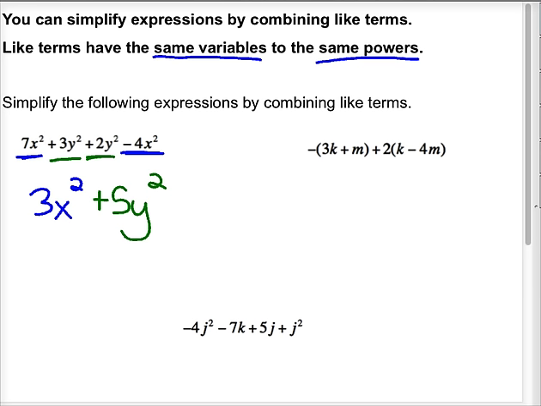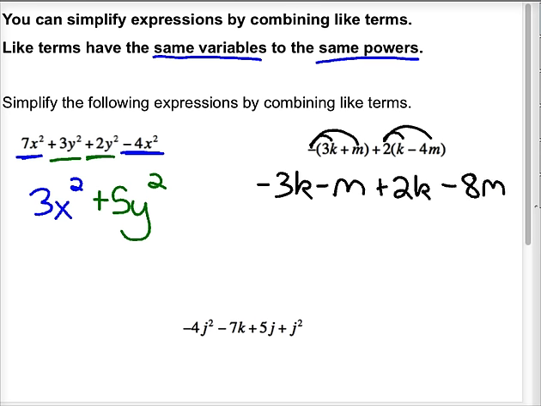All right, now this next one is a little bit more complicated, okay? Because if you notice, there's a little bit more happening here. Notice there's some distributing to do first, all right? So I'm going to take that negative to the 3k, so that's going to give me a negative 3k and a negative m. Remember that negative ends up applying to both things. You basically just distribute it. Just like I'm about to distribute the 2. 2 times k, 2 times negative 4m. Well, 2 times negative 4 will give me negative 8m.